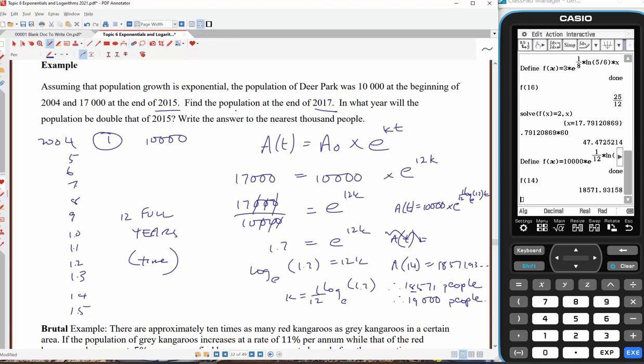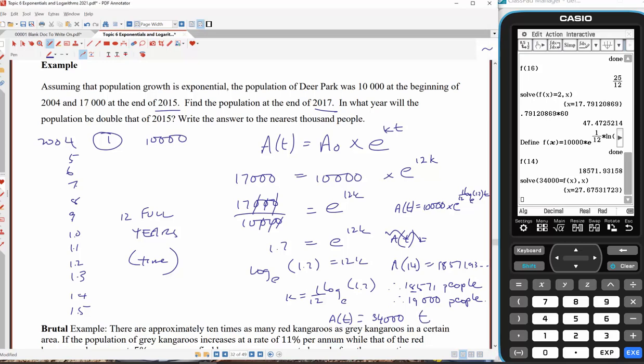Okay, so find the population. There you go. In what year will the population be double that of 2015? So A of t equals double that of 2015. So it's going to be 34,000. Okay, solve. 34,000 equals f of x. Solve for x, please.